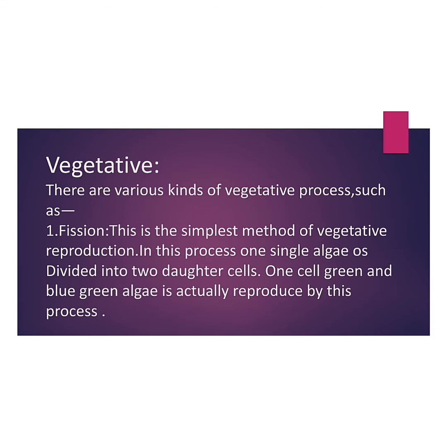There are various kinds of vegetative processes that happen in algae, such as, first one, fission. This is the simplest method of vegetative reproduction. In this process, one single alga is divided into two daughter cells. Green and blue-green algae, which are unicellular, basically reproduce by this type of process.